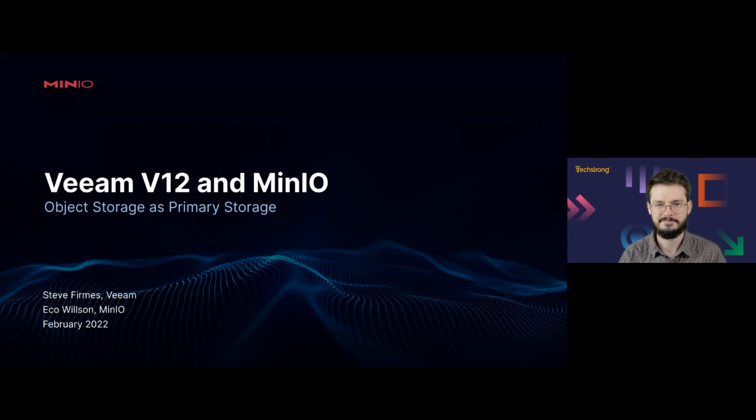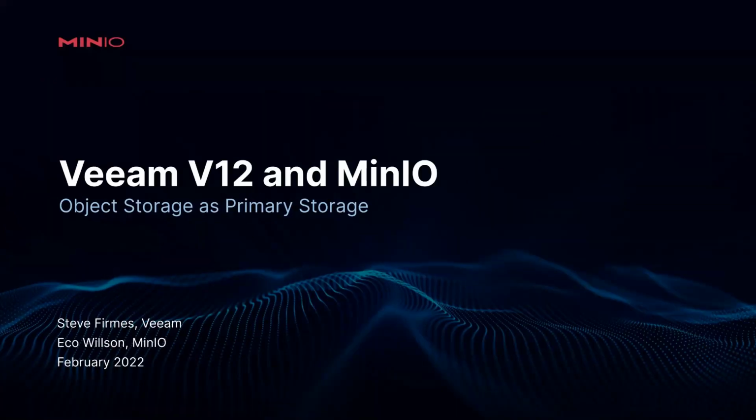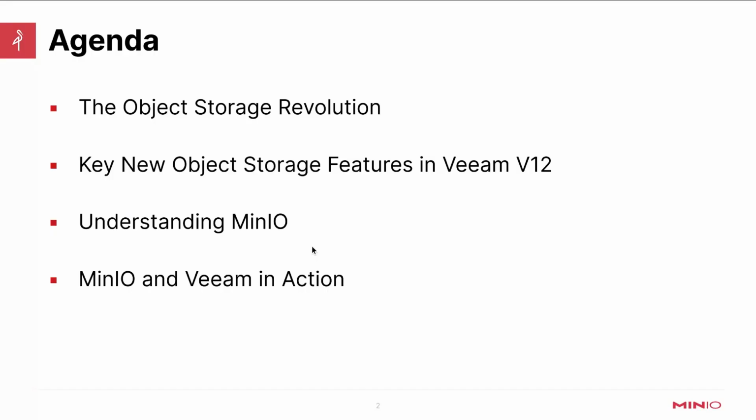Hi, everybody. Today we're going to be talking about Veeam version 12 and MinIO and using object storage as the primary storage for Veeam backups. In this webinar, we're going to talk a little bit about the object storage revolution. I'm going to cover the rise of object storage. I'm going to let Steve cover version 12 before I start talking about why MinIO is such a good fit with V12 and the fact that it's got this object-centric focus.